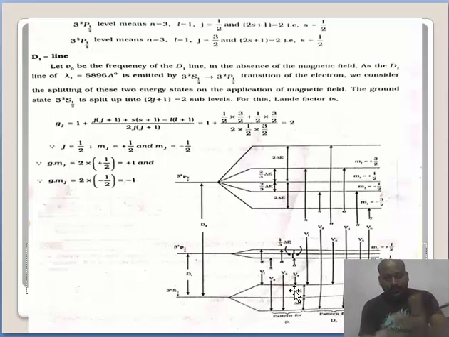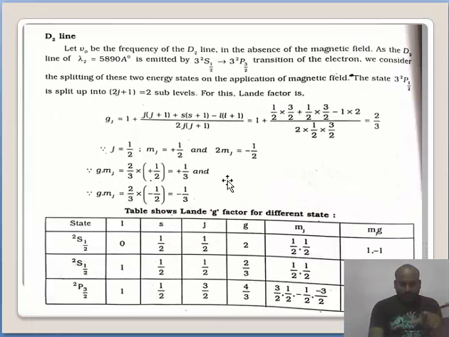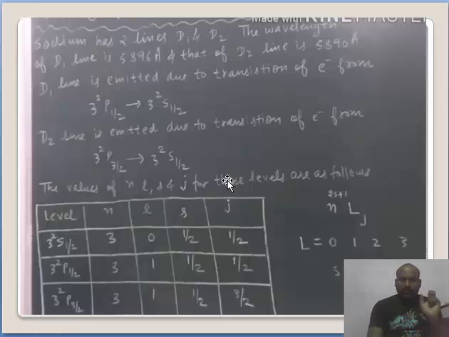This D1 line, before the magnetic field, that is nu naught, in the absence of a magnetic field, with wavelength lambda 1, we already discussed this transition. The D1 line arises from the transition between them. I will explain clearly here, if it is not visible, the D2 line.